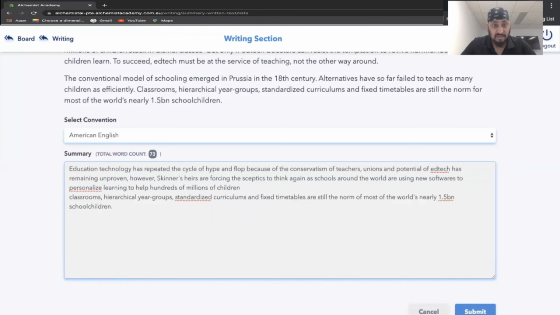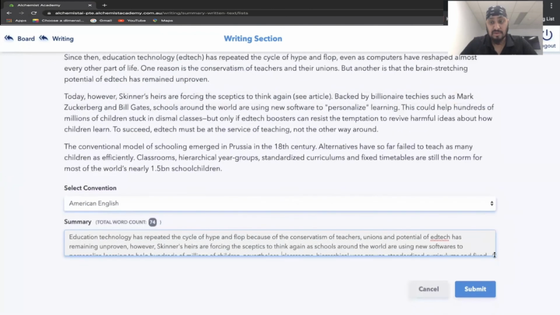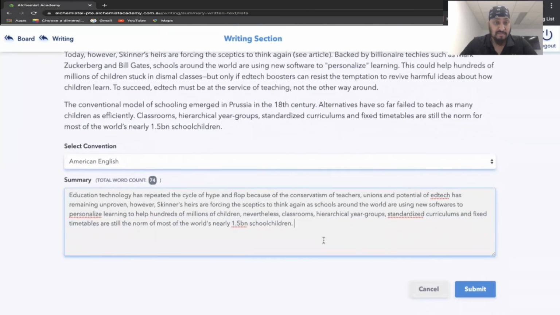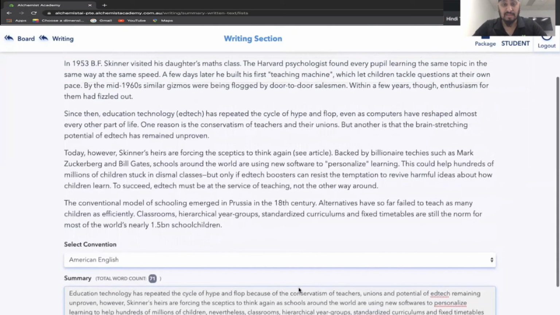And we can simply write nevertheless, classrooms, hierarchical year groups, standardized curriculums, and fixed timetables are still the norm for the world's nearly 1.5 billion school children. Okay, if I just make it a little bit big, I have about 74 words. However, I would like to remove this tiny part over here. Let's just remove this. We'll just say world school children. And I've removed the word nearly as well. Goes down to 71. Let's just submit and see what scores we get.